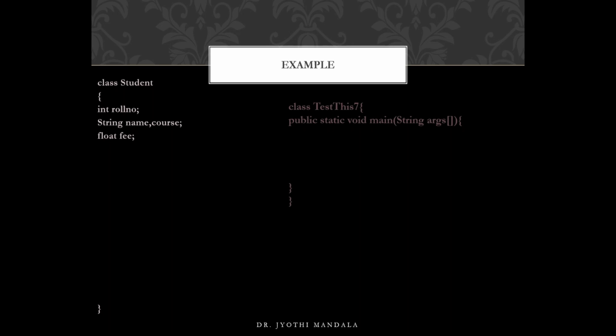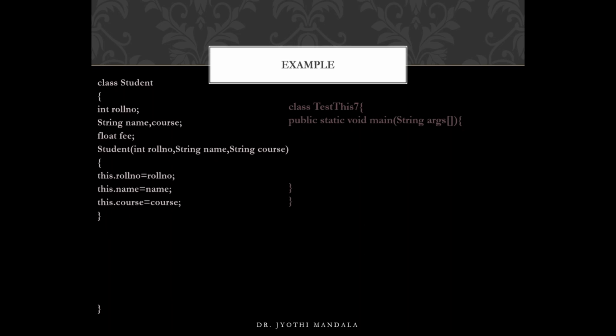In the Student class I am taking four instance variables: roll number, name, course and fee. One int, two strings and one float value. Now the first constructor holds only three parameters: roll number, name and course. If you observe, I am using the same variable names for roll number, course and name.